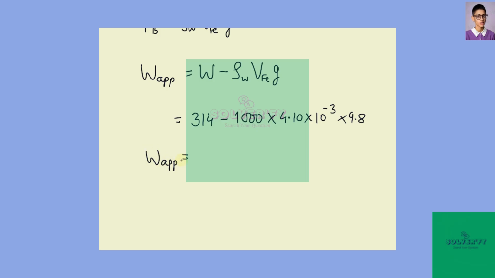If we calculate this, I get apparent weight as equal to 273.9 newtons. So this is the apparent weight which we obtain.